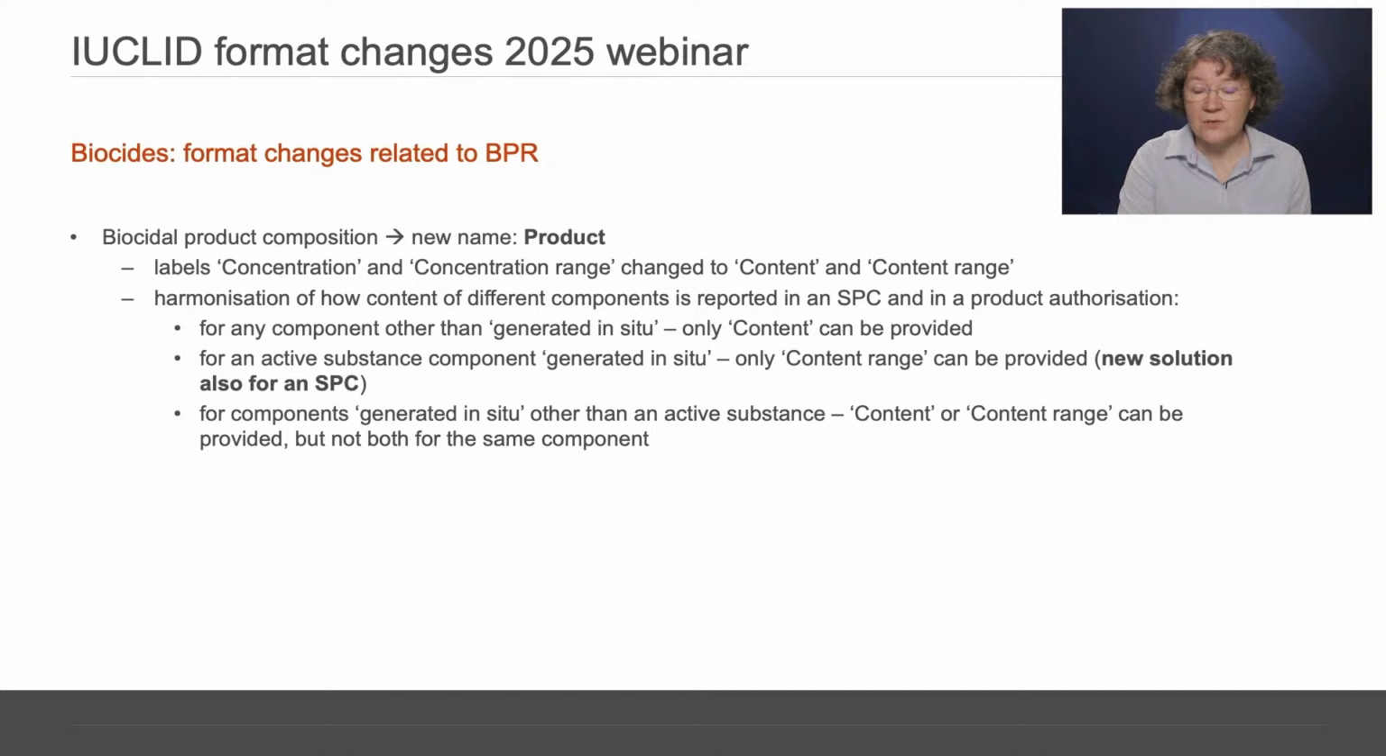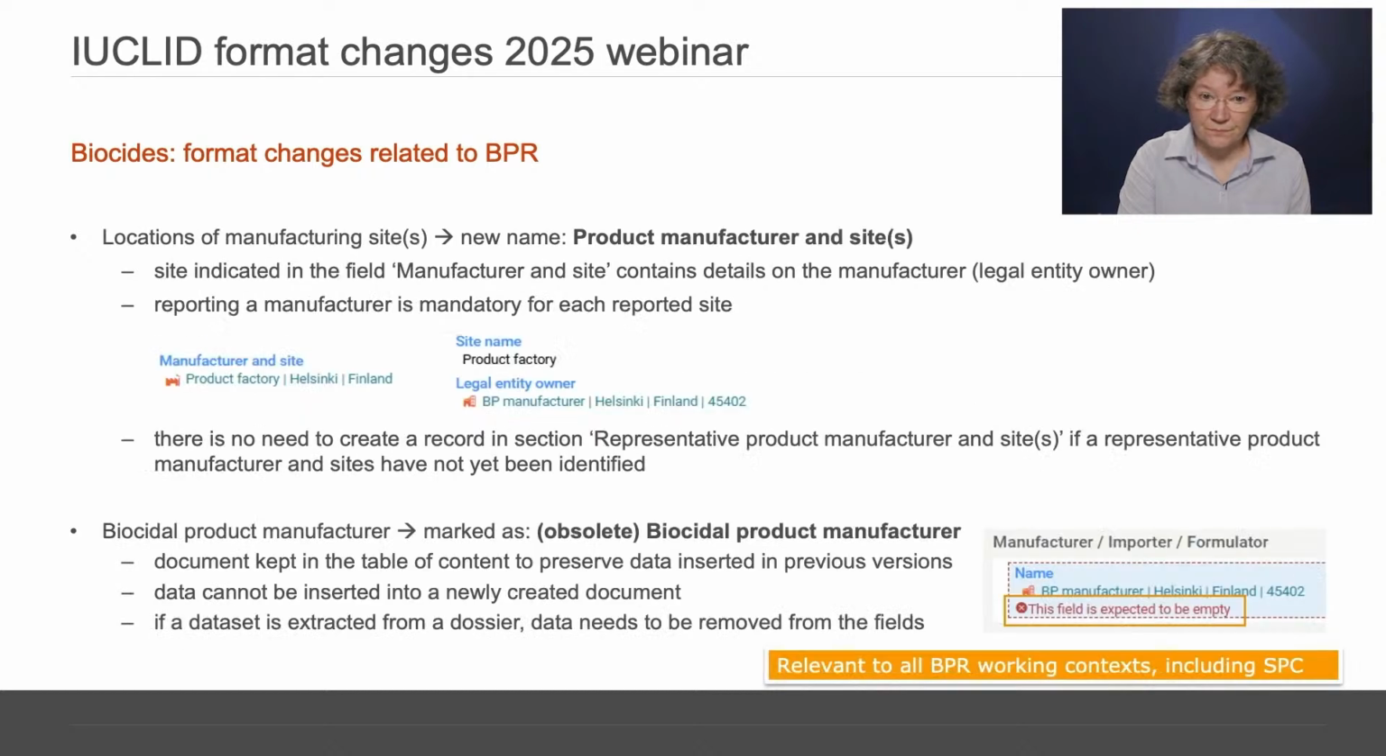For components generated in situ other than an active substance, content or content range can be provided, but not both for the same component. It means that if the content field is provided, the field content range is disabled, and vice versa. If the content range is filled in, the field content is disabled.